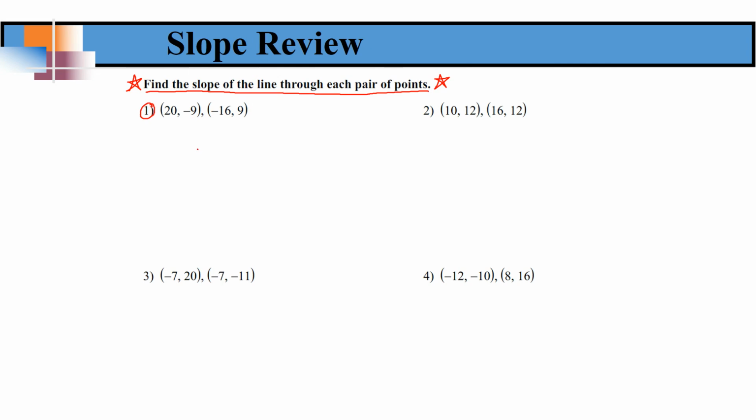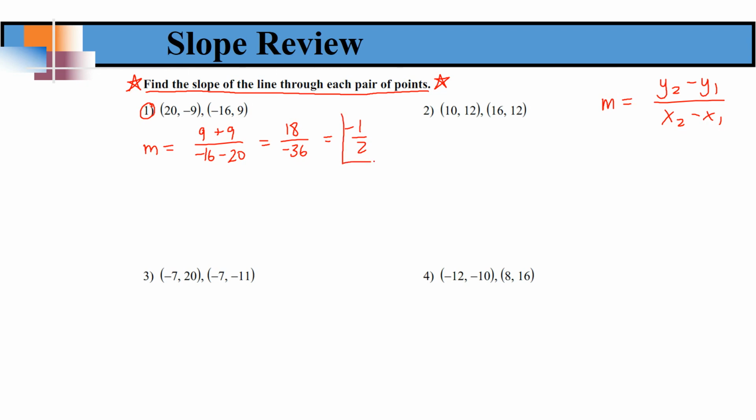All right, let's begin. Each of these four questions are asking us to find the slope. Let's remind ourselves of the slope formula. Slope formula is m equals y2 minus y1 over x2 minus x1. That is rise over run, or change in y over change in x. So as we calculate that in number one, y2 minus y1, that would be 9 minus a negative 9, so that's plus 9, over negative 16 minus 20. We end up with 18 on top. We end up with negative 36 on bottom. And you should be able to reduce that fraction. You can divide them both by 18 and get negative 1/2.